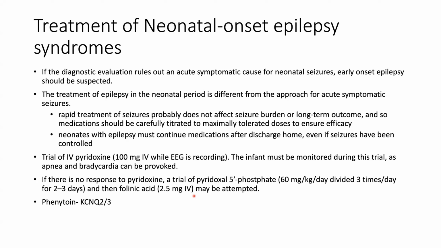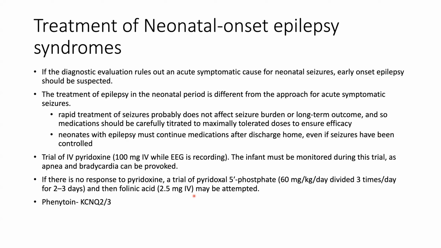You should always think of giving IV pyridoxine whenever you have refractory seizures. Preferably it is done while the EEG is ongoing and you give an IV preparation. The infant should be monitored, because apnea and bradycardia can be complications of IV pyridoxine. If you cannot give IV pyridoxine, give oral pyridoxine.